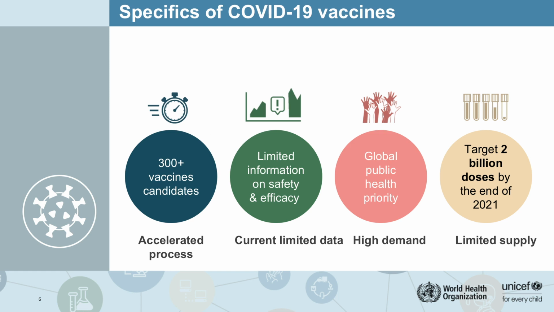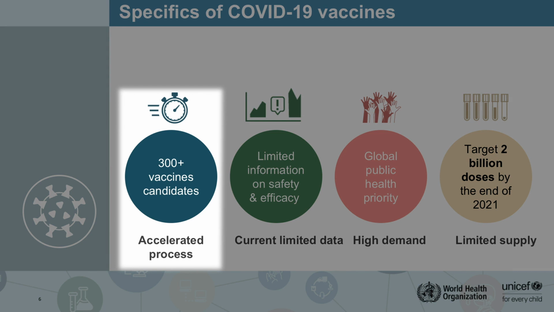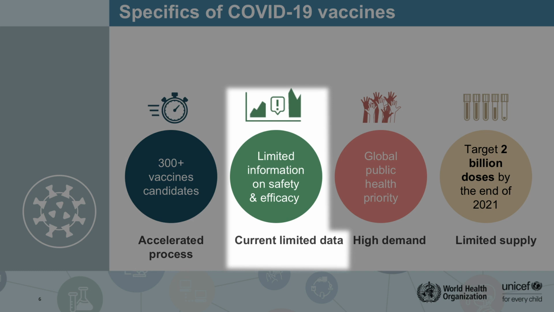As countries begin their deliberations, there are a few specifics related to COVID-19 vaccines that are different than our usual vaccines. There are over 300 vaccine candidates that are being tested in various stages of vaccine development. The process to create these vaccines has been accelerated. As a result, there is limited data on efficacy and safety.